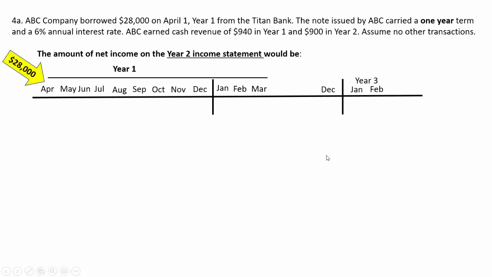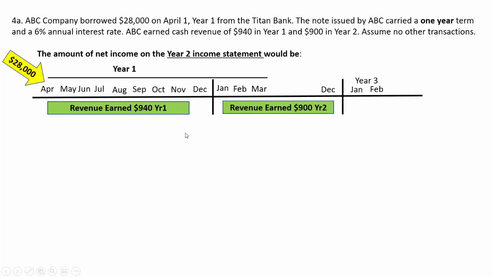Net income, that is. So again, we borrowed this money right here, $28,000, on April the 1st of year 1. And we're going to have to look at revenue for year 1 they gave us, which was $940 worth of revenue. And they also told us that in year 2, revenue was $900. Now, some of this, like this 940 here, is really irrelevant because all we care about is what's going to be net income for year 2's income statement. So there's a revenue right there. That's part of the equation, and then we're going to figure out interest for this time period in here for year 2. So the interest for year 2 is going to be $28,000 times 6% times 3 months.